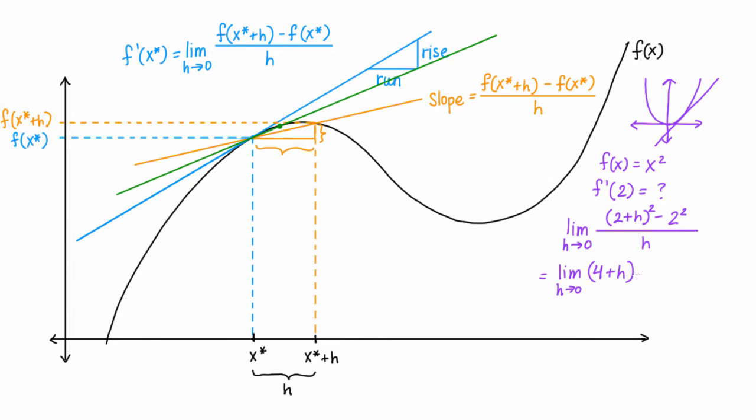So now what's the limit as h approaches 0? This whole thing approaches 4 plus 0, which is 4. So the slope of the line tangent to x squared at x equals 2 is 4. In the exercises, practice finding the derivative at various points for these different functions using the limit.